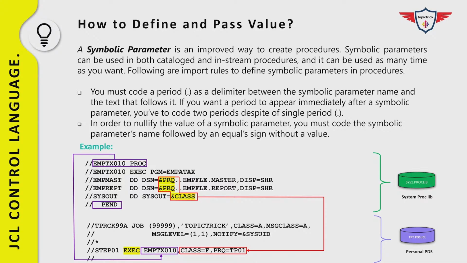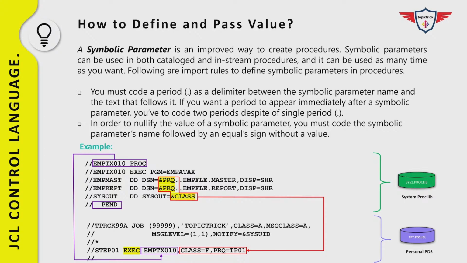I've passed the value of CLASS as F, and the value of the PRQ symbolic parameter is TP01. I hope you remember, if you look at the previous slides, there I used the hard-coded value TP01, but in this case I'm passing the same value with the help of a symbolic parameter.